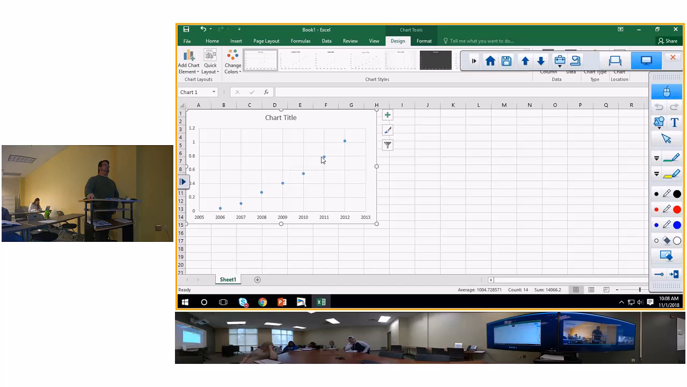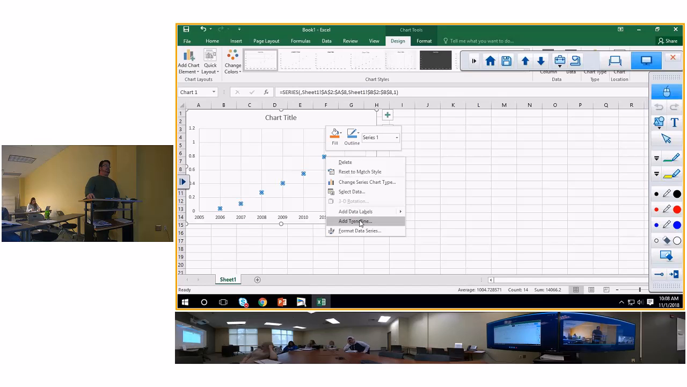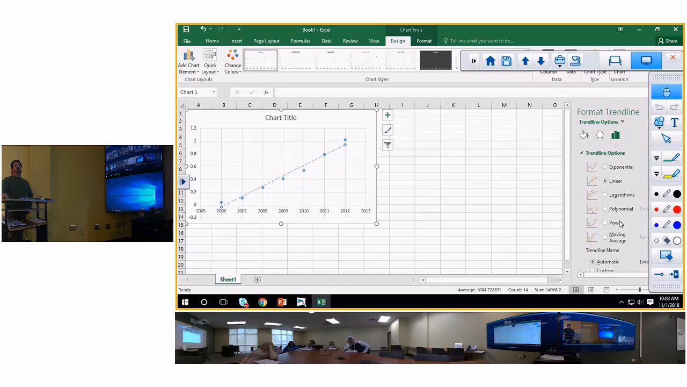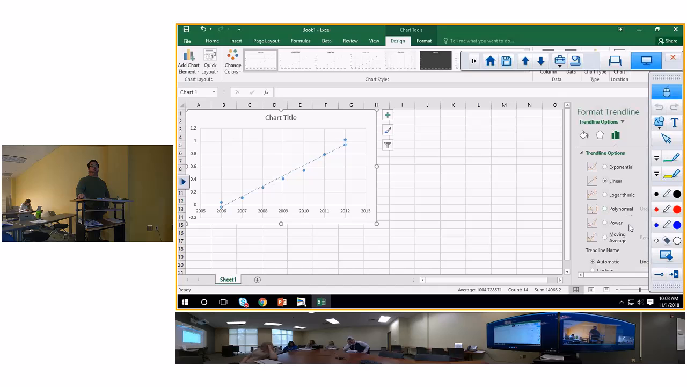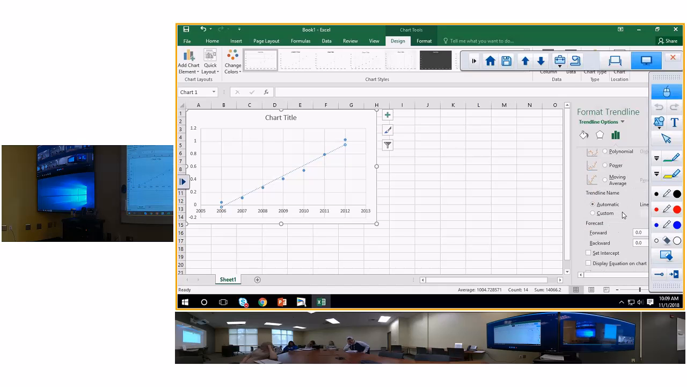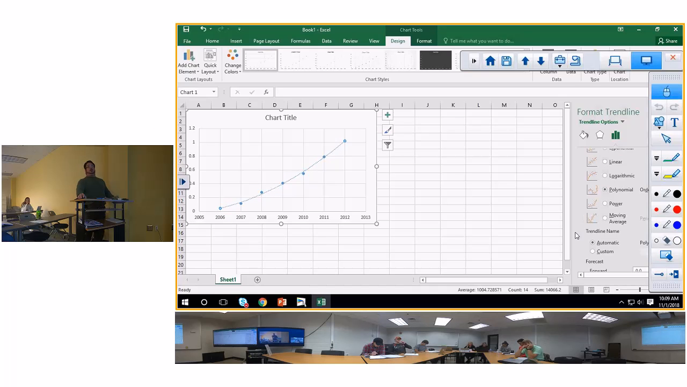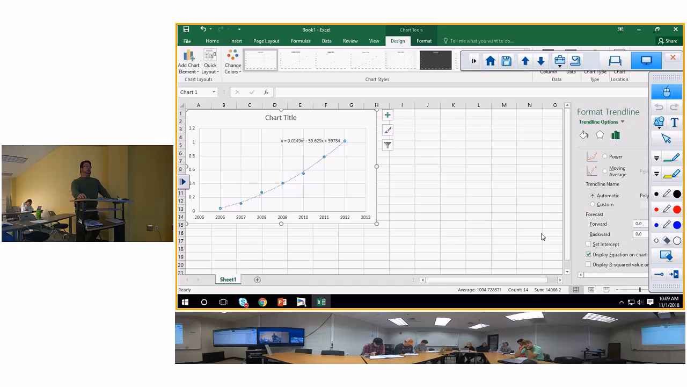So right-click on one of those dots and add trend line. And parabola, where is it? I don't see it. Polynomial, it must be polynomial. There it is. Go down here and put display equation. Look there, it's a miracle.